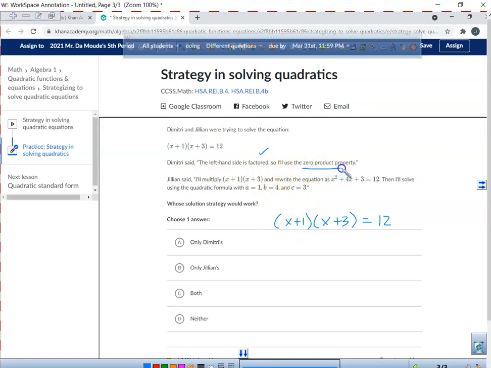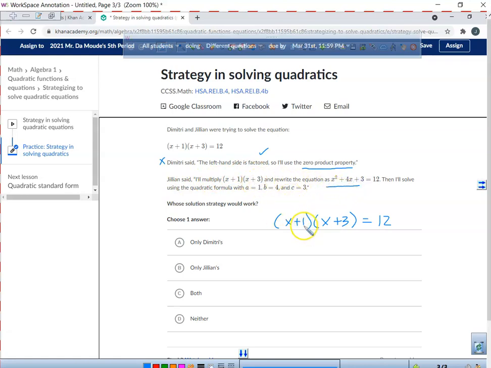Now, where did Dimitri go wrong in this? Technically, in order to use the zero product property, what does this have to equal? 0. So Dimitri would be right if that wasn't a 12, if it was a 0. So Dimitri, I'm sorry, we're going to have to say no, you're wrong.